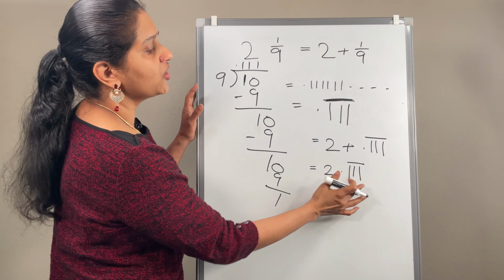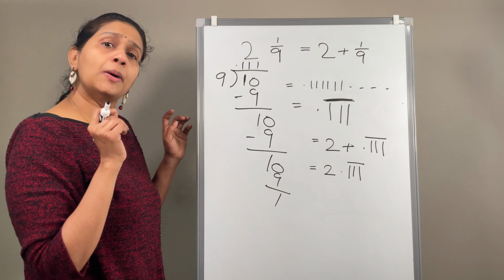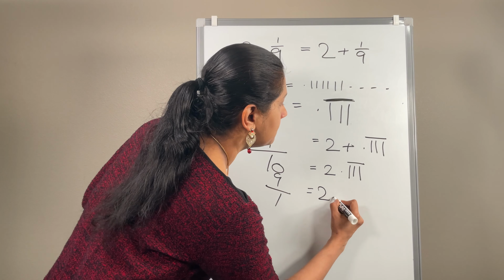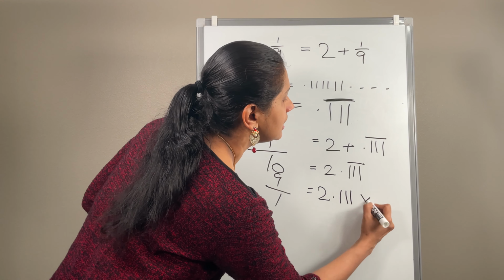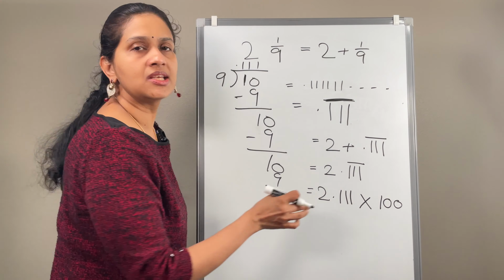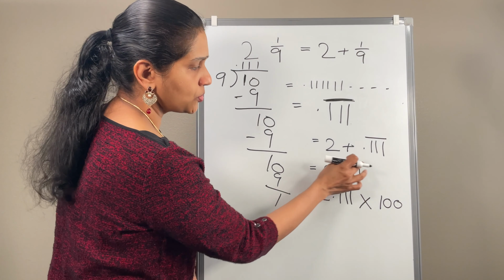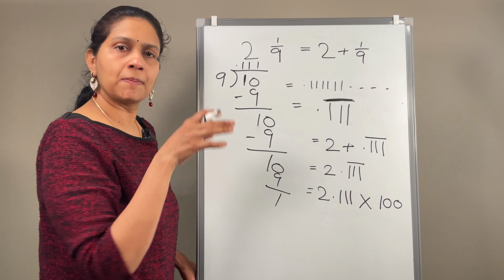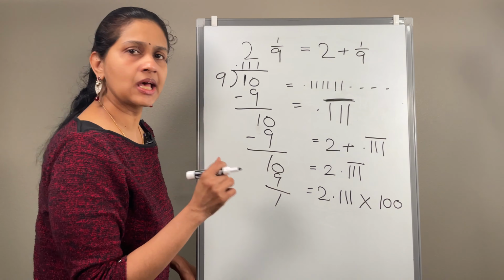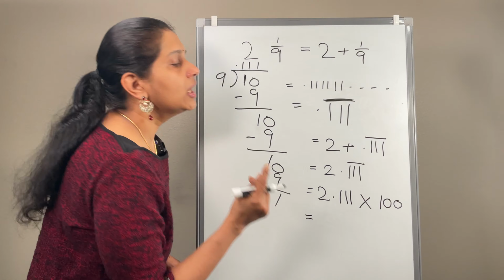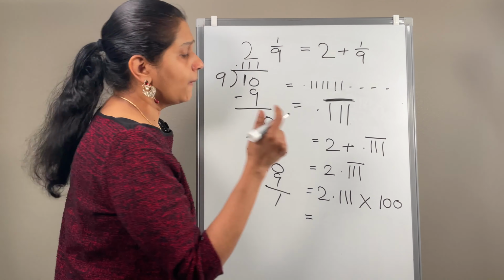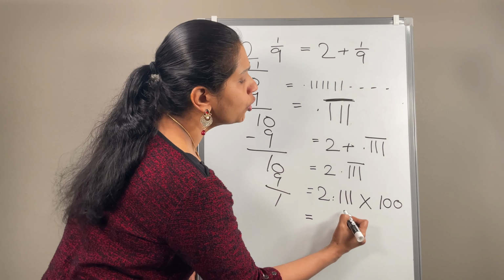But this 2.111 recurring is not the percentage. To convert this to a percentage, simply multiply 2.111 by 100. I am taking the recurring out right now to convert this to a percentage. So once you put the recurring symbol, while converting it to a percentage, you can simply take it out. So then you multiply it by 100. As I told you, when you multiply a decimal by 100, you have to move the decimal 2 points to the right.